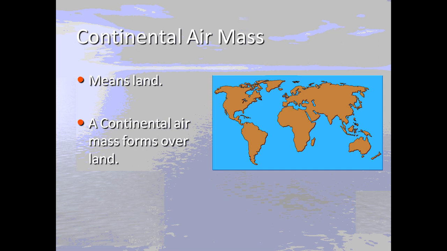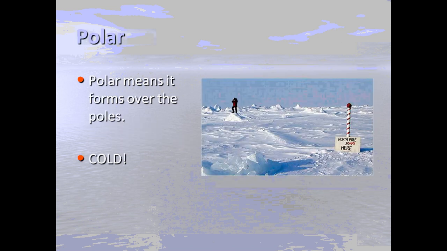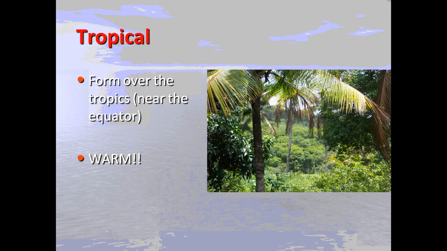Now, the word continental literally means land, and it refers to air masses that form over land. Maritime air masses refer to air masses that form over water. Maritime means water. Polar air masses refer to the poles, a region that's cold, so polar means it forms over the poles. Tropical air masses form over the tropics. This is located near the equator. Therefore, tropical air masses are warm.